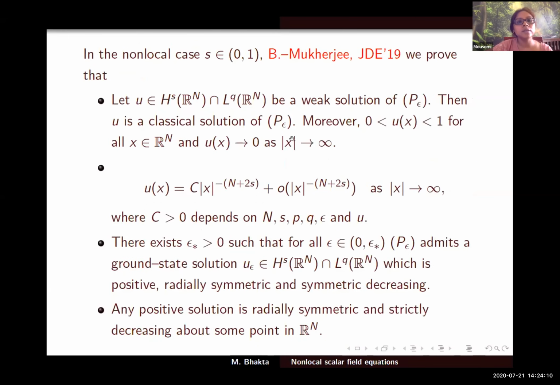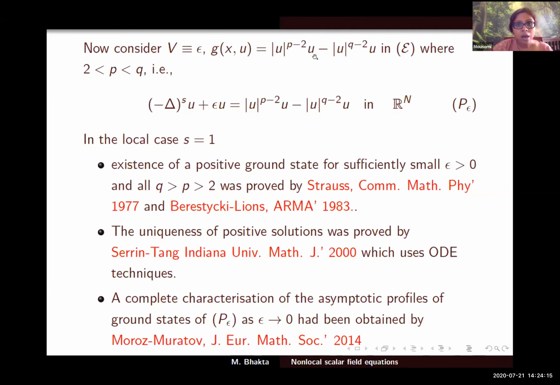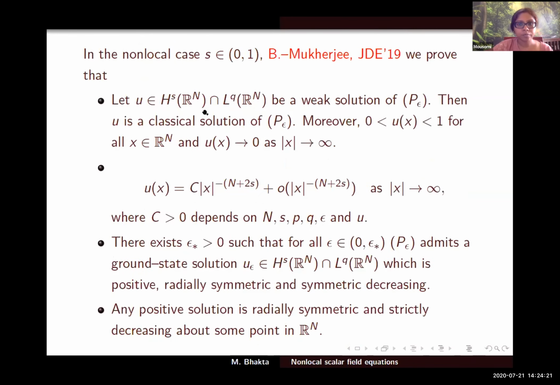So now I will mention some of my results in this direction, for the non-local case, when s is in (0,1), for this equation P epsilon. It was joint work with my former PhD student, in 2019, last year. We proved that if we take any positive solution of the equation P epsilon, it is actually a classical solution. And any positive solution has this a priori estimate that it is strictly less than 1. It goes to 0 as |x| goes to infinity.